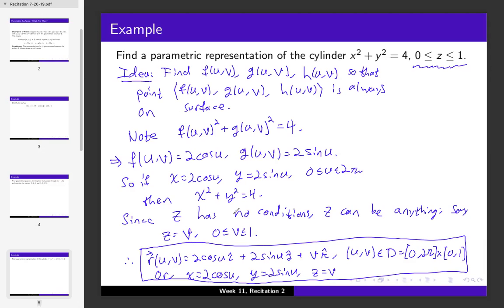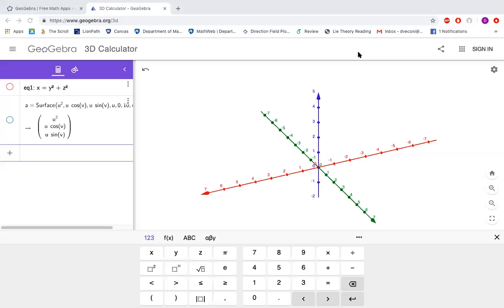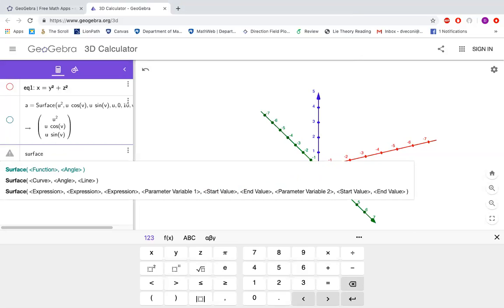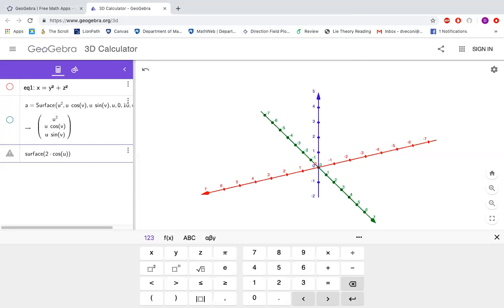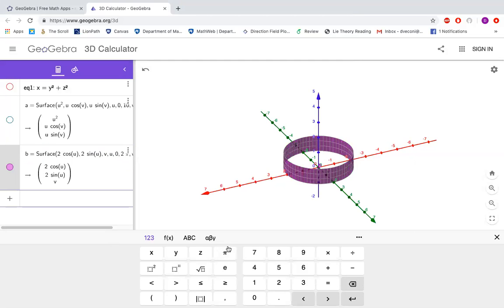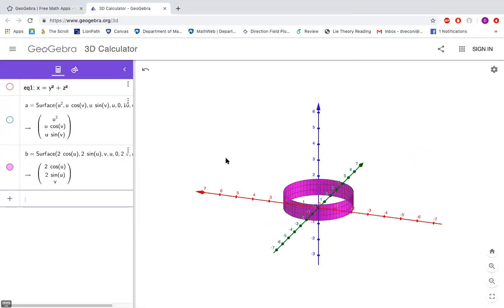Let me do a quick example in GeoGebra to show you that, yes, in fact, this does work. Let me just switch over for a second. So for example, we can take the surface to be 2 cosine v, 2 sine v, and actually I did that backwards, didn't I? The surface is 2 times cosine u, 2 times sine u, and v. Now u is going from 0 to 2 pi, and v is going from 0 to 1. And that gives us this piece of the cylinder.